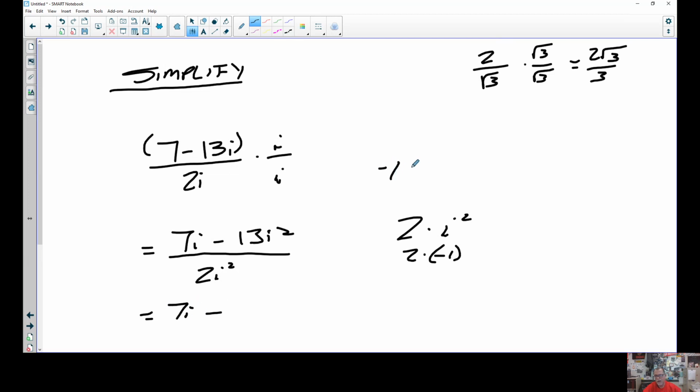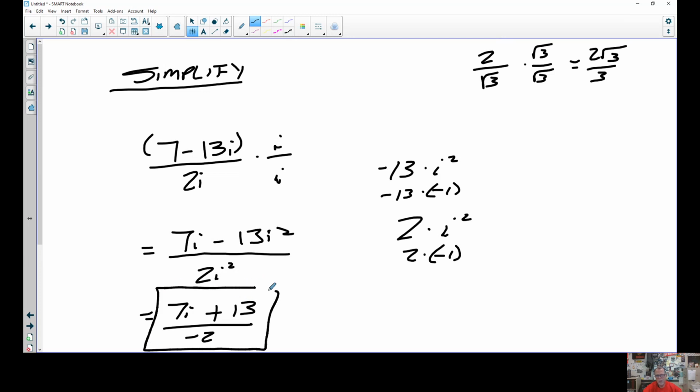That is a negative 13 times i squared. So that's negative 13 times negative 1. So that actually becomes a positive 13 on top because that was negative 13i squared, which is now positive 13. This is negative 13 times negative 1. And on the bottom, we get a negative 2. And we'd be done.